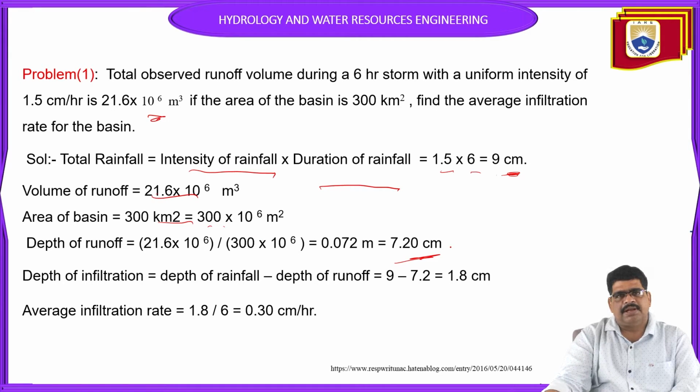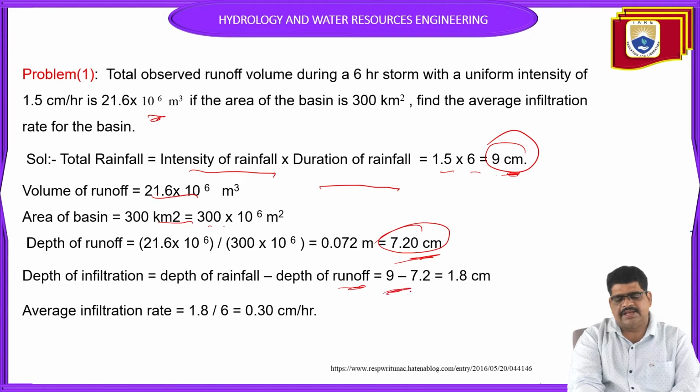Next, depth of the infiltration is equal to depth of the rainfall minus depth of the runoff. Depth of the rainfall, already calculated above, is equal to 9 centimeters, and the depth of the runoff is equal to 7.2 centimeters. That is 9 minus 7.2, which is equal to 1.8 centimeters. The average infiltration rate is equal to 1.8 divided by 6, that is equal to 0.30 centimeter per hour.